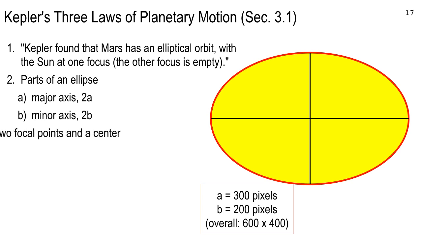All right. There are 2 focal points and a center. Now the center is where the major and the minor axes cross. Okay, they're symmetric about the center. Okay, and they're perpendicular. The 2 focus points, or foci, are off center.